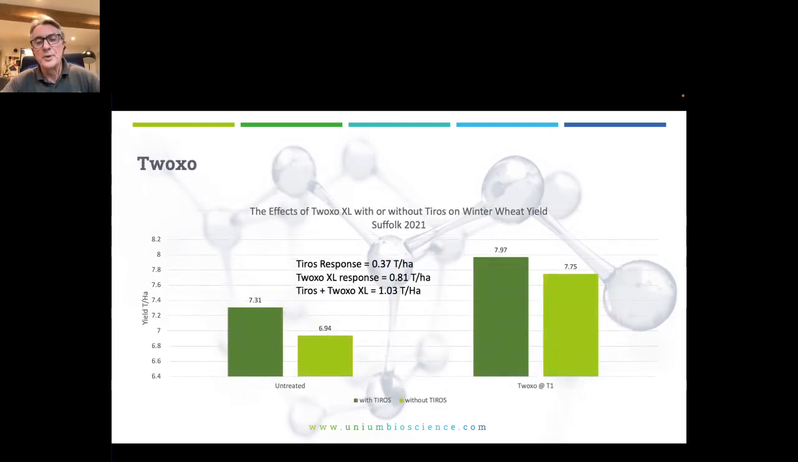So what does that mean when you put it in the field? Well, here you can see using a biological material called Tyros, you lift the yield by 0.37. When you apply 2-oxo on its own, which is in the assimilatory step, that improves it by 0.81. So that would tend to suggest in this particular case, you might be looking at more assimilation than supply. But then when you combine the two, you can start to see 1 + 1 = 3.